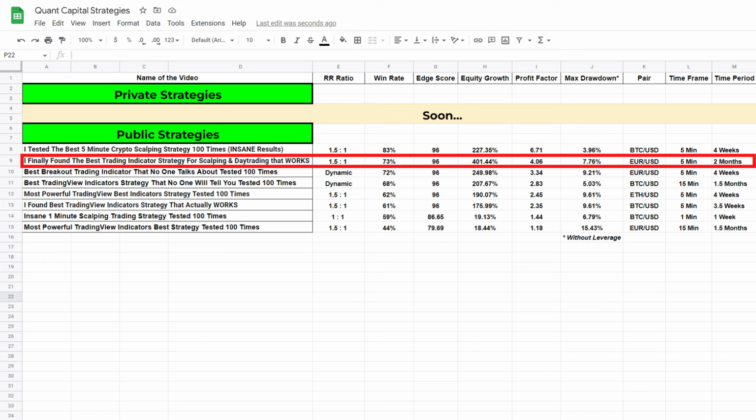Now, let's switch to our spreadsheet with backtesting results, and as you can see, this strategy is first with regard to account growth, and second regarding win rate. So, we definitely recommend using it in the current market conditions.